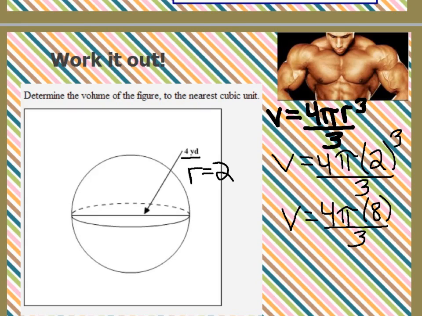4 times 8, that's going to be 32. So I have 32 pi all over 3. So if I divide 32 divided by 3, that's going to be 10.6 repeating. So 10.6 repeating. Don't forget the pi. Leave it in terms of pi.